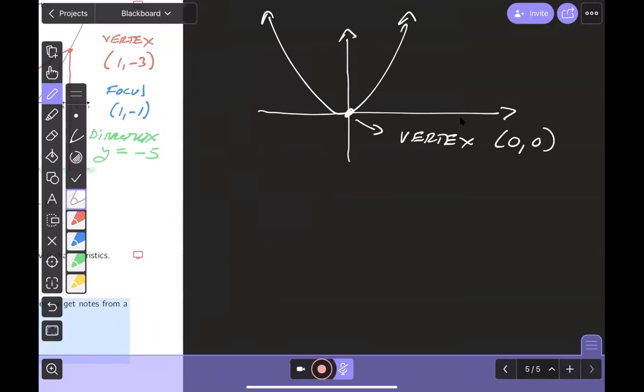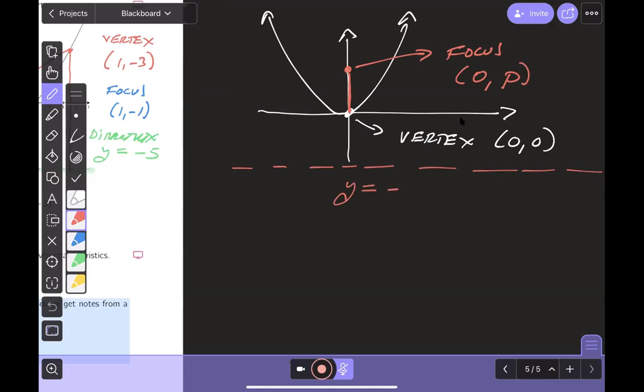But right now, I'm going to put the focus down right here. And I'm going to say the focus is p units from the vertex. So what would that be? 0, comma, p. Now, where would the directrix be? It would have to go through here, by the way. All right. So what's a directrix? Y equals minus p.